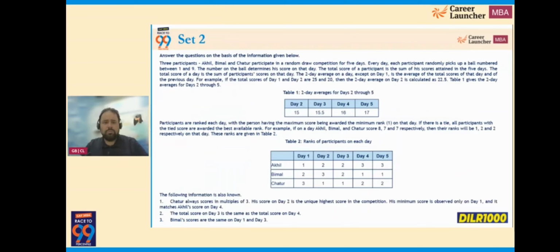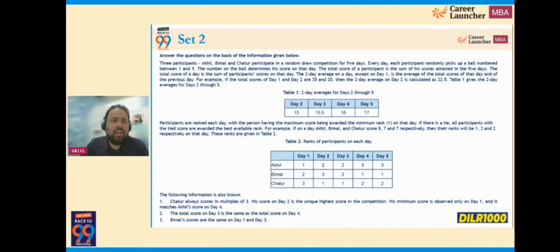Let's move to the second set. 3 participants. Whenever I read their names, I read it as ABC. So the participants ABC participate in a random draw competition for 5 days. Each day, each participant randomly picks up a ball numbered between 1 and 9. The number of the ball determines his score on that day. The total score of a participant is the sum of his scores attained in the 5 days. I picked up a ball, whatever came on the ball is my score. 5 days every day I pick up a ball, I get my score.